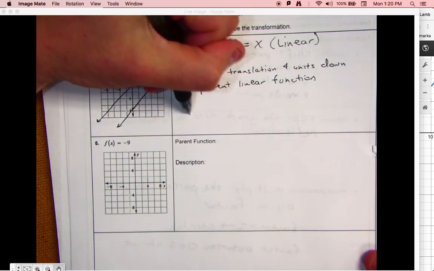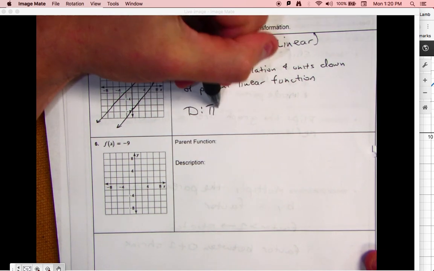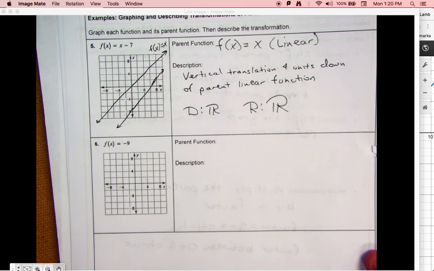Let's talk about the domain. Hopefully we can look at that and say all real numbers. And same thing for the range, all real numbers. Domain, it goes left and right forever. Range, it goes up and down forever.